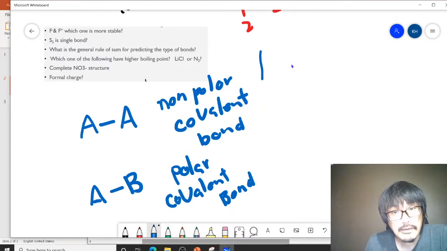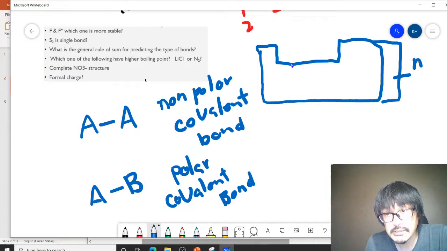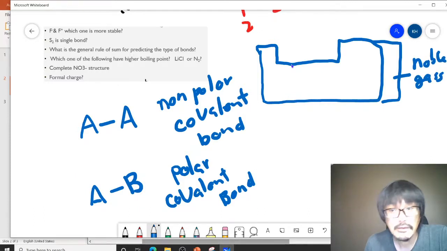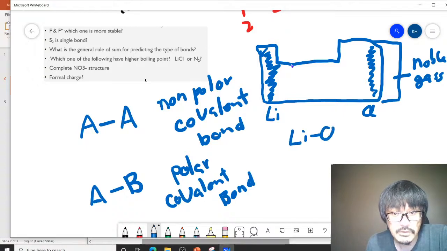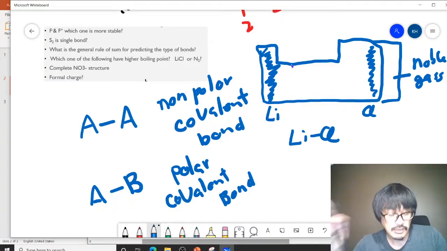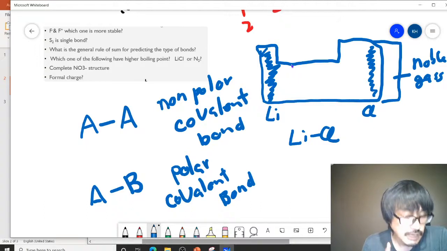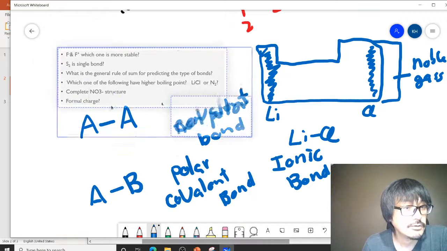Okay, and then let's say you have the periodic table looking like this, right? And then there is a noble gas. That's a noble gas. If you're combining an element from the left-hand side of the periodic table and one from the right-hand side, for example lithium and chlorine, when you form lithium chloride, because you're taking one from the left and one from the right of the periodic table, that will form an ionic bond. That's an ionic bond. Okay, so that's a general rule.